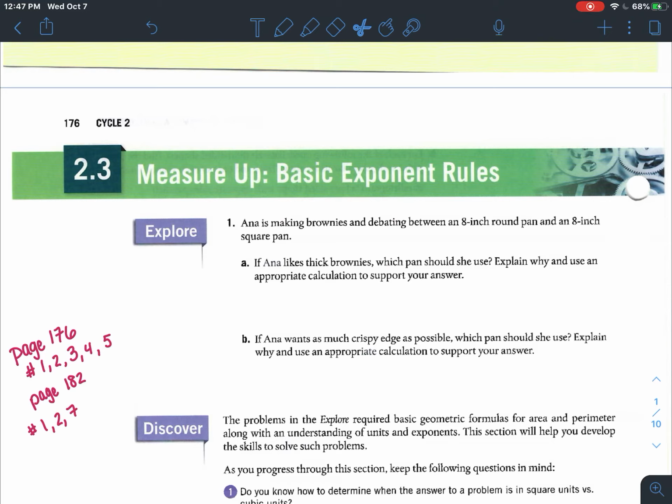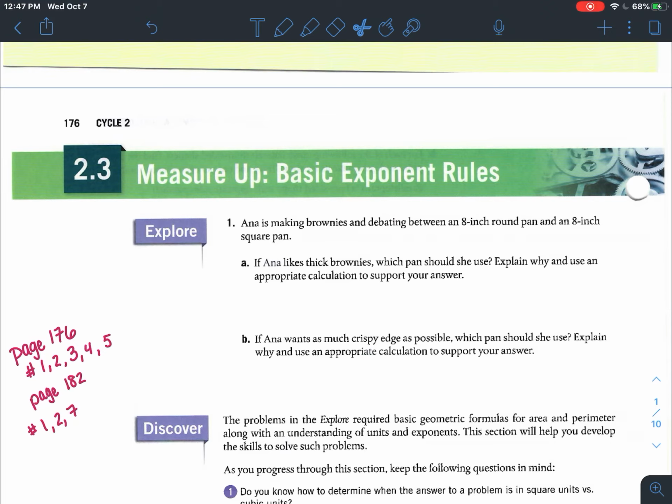So Anna is making brownies and debating between an 8-inch round pan and an 8-inch square pan. If Anna likes thick brownies, which pan should she use? Explain why and use the appropriate calculations to support your answer. So Anna wants thick brownies. So when we pour it in, we are either going to have one pan of thin brownies or thick brownies.